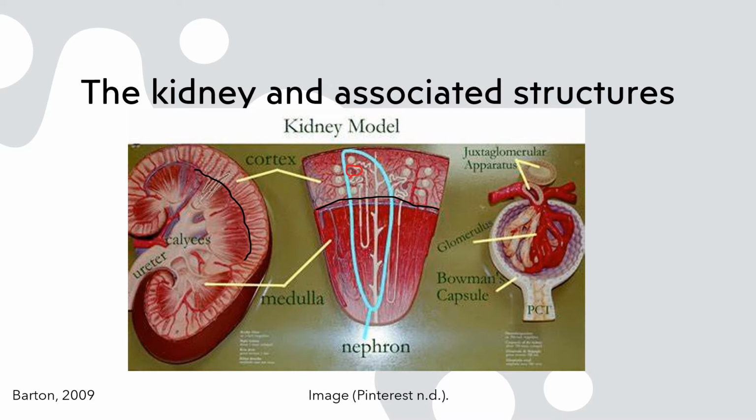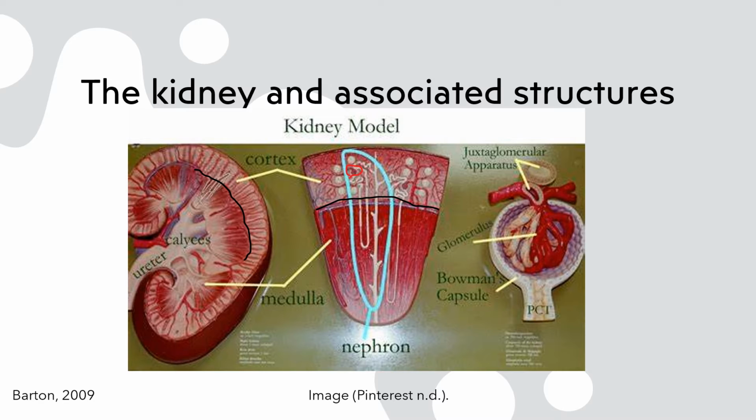This slide is showing you the kidney and the associated structures. The figure on the far left is the whole kidney. The middle one is a nephron, and the last one is your glomerulus and Bowman's capsule, which is your renal corpuscle. I have drawn a black line on the kidney to indicate that everything above this line is considered the cortex, and everything below this line is considered the medulla. The cortex means the outer section of the kidney, and the medulla means the inner section of the kidney.